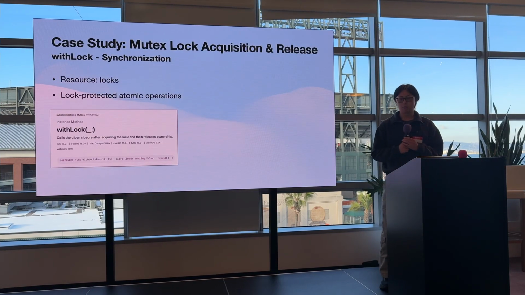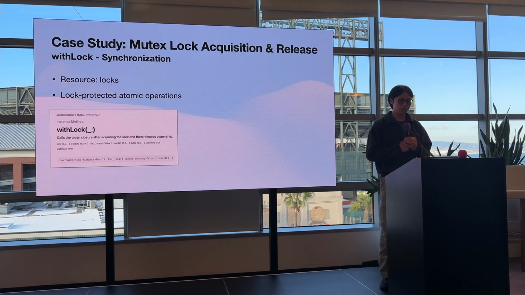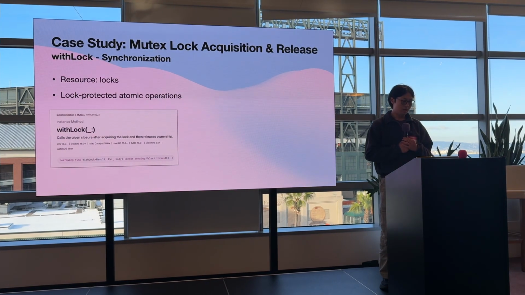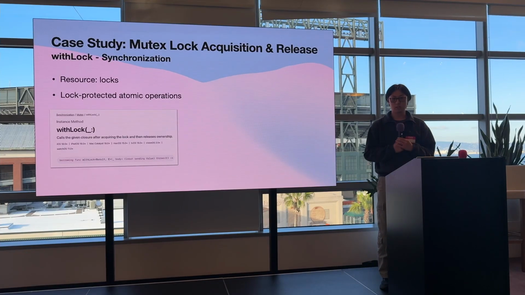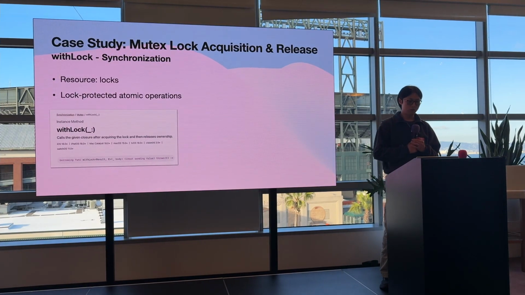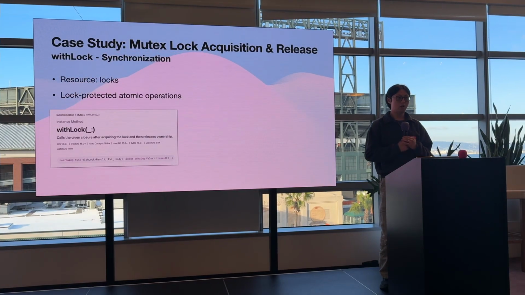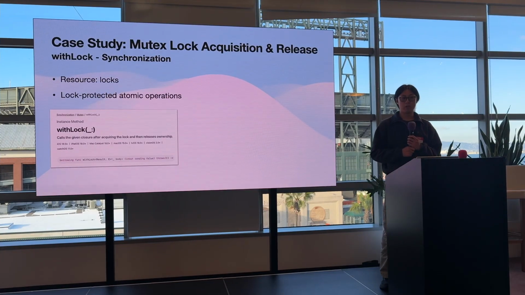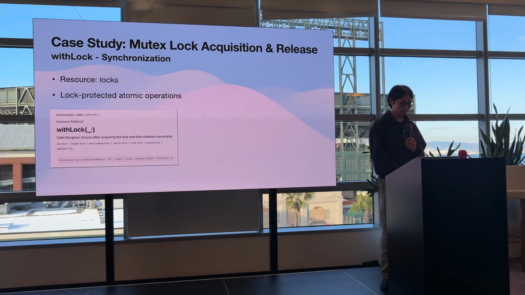Next, let's look at some examples. One of the simplest examples that I can find is withLock from Synchronization in Swift. What it does is basically give you a mutex lock that is acquired for you, and then released when you're done using it. So you don't need to worry about manually acquiring and releasing the lock yourself.